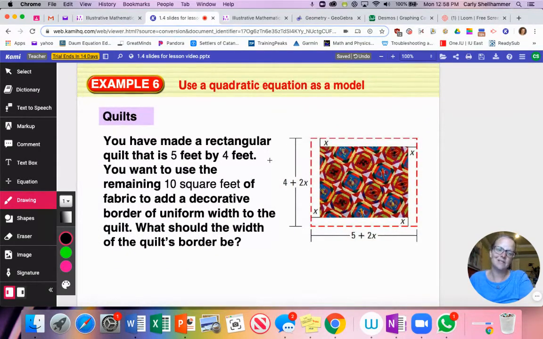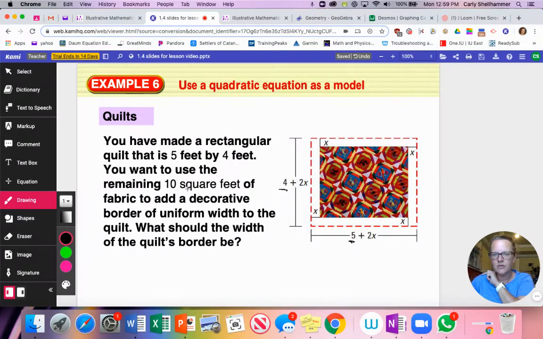Okay, like I said, 7 examples with this one. So this is example 6. You have made a rectangular quilt that is 5 feet by 4 feet. So that's the 5 and 4. You want to use the remaining 10 square feet of fabric to add a decorative border of uniform width to the quilt. What should the width of the quilt's border be?